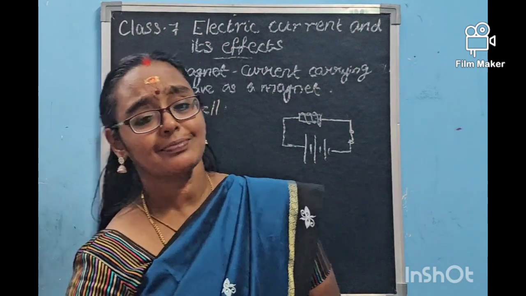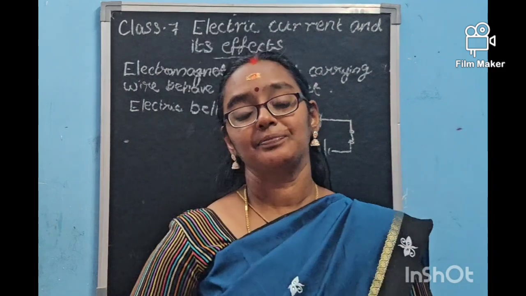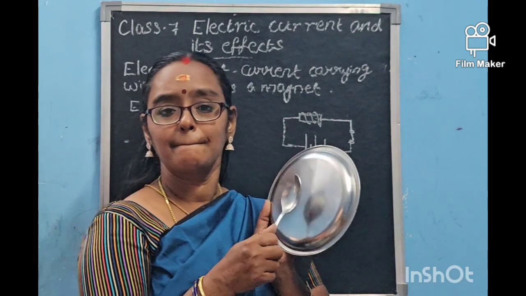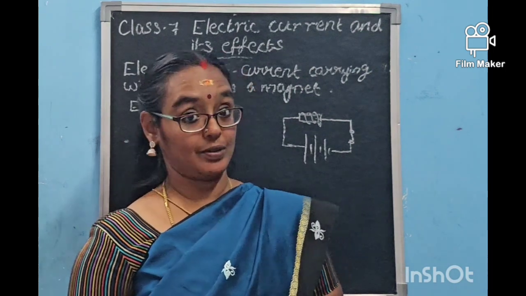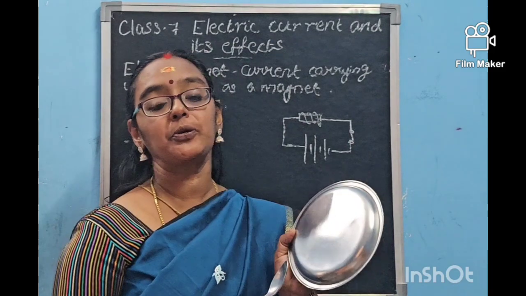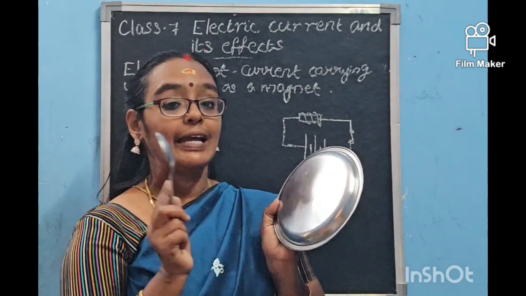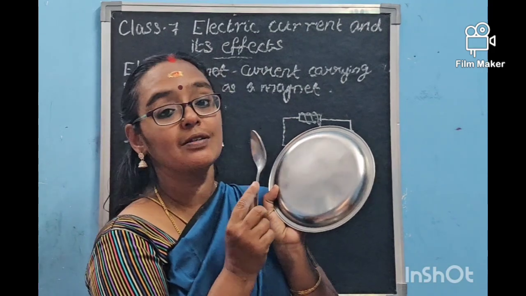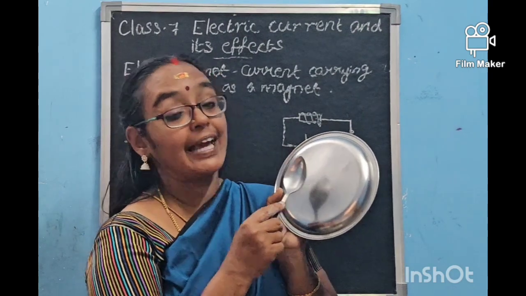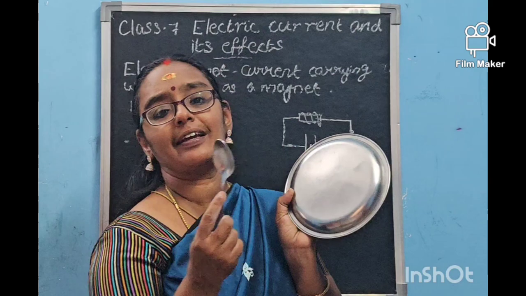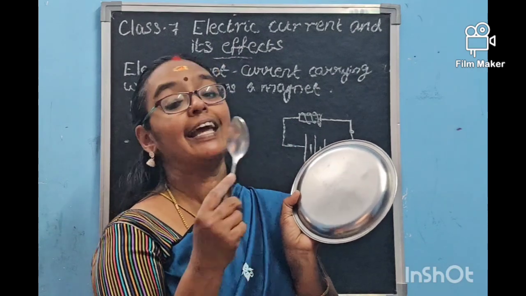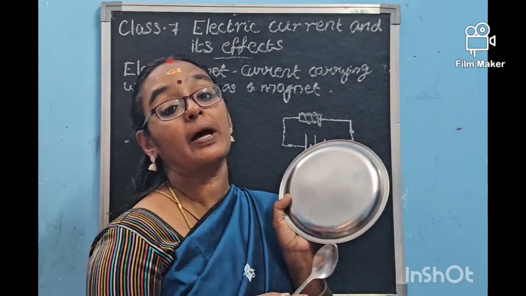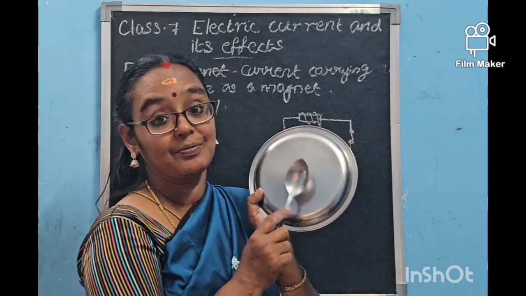We have to see. See, dears, you can hear the sound, isn't it? How is the sound produced? Because with the plate and the spoon I have, if I strike the spoon, sound will be generated. Again taking the spoon back and then striking, sound will be generated. Like that, if I keep on doing it, the sound will be generated like this.